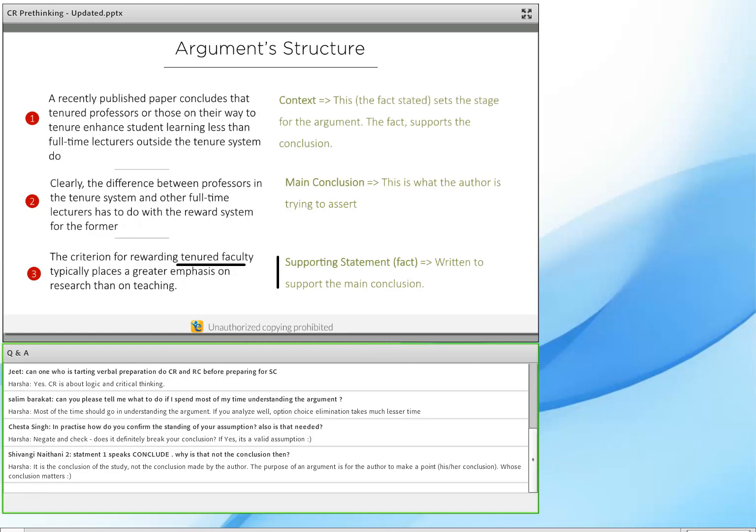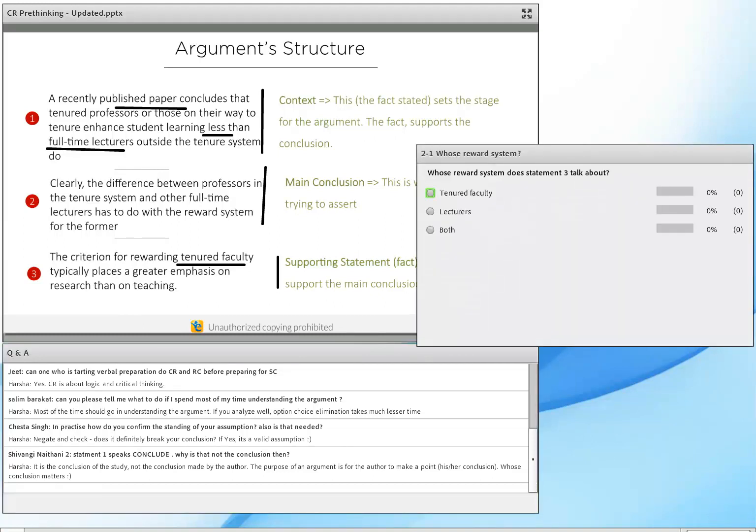He also gives you some context, saying there is a research paper that has concluded that tenured professors enhance student learning less than full-time lecturers who are outside the tenure system do. So the author is saying, I have this finding, and the reason this finding exists is because of this reward system. Now, another piece you need to focus on is statement three over here. Whose reward system does statement three talk about? Is it tenured faculty, is it lecturers, or is it both?